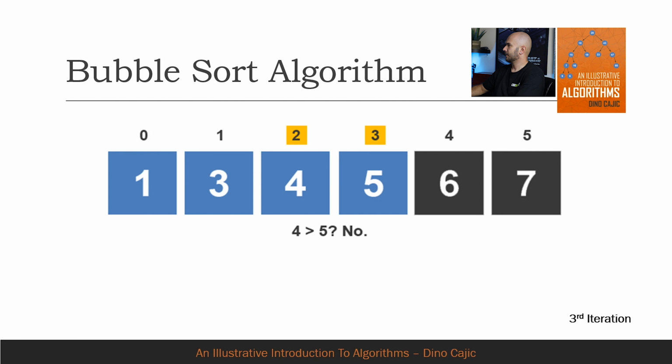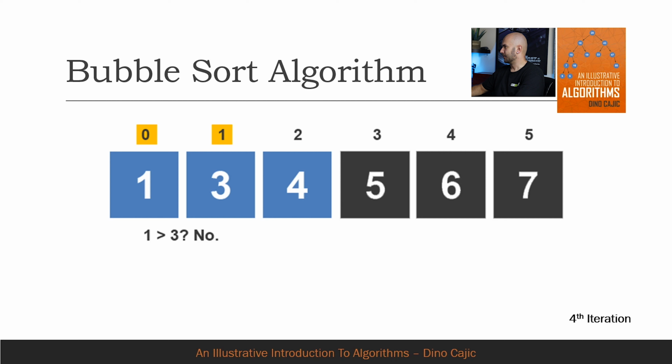Finally, values 4 and 5 are compared. Since 4 is less than 5, the values remain in their current positions. This finishes the third iteration. The bubble sort algorithm guarantees that it has found the last 3 numbers in the sequence. Bubble sort starts the fourth iteration. Since 1 is less than 3, the values are not swapped.